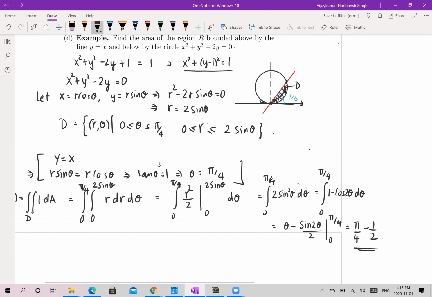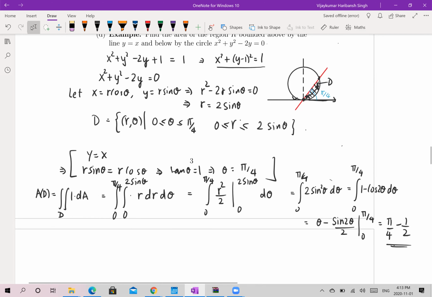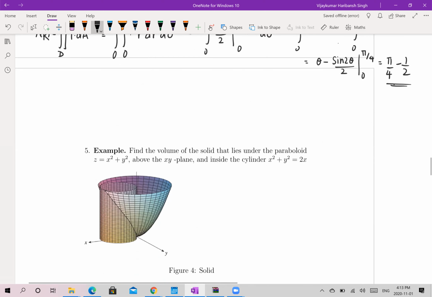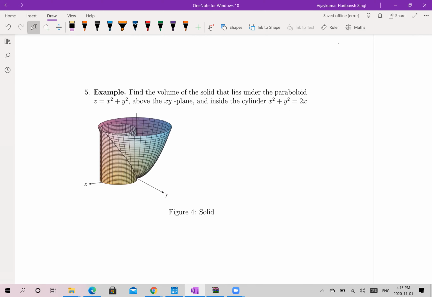Early on I solved a different problem. Now this is a different problem. So now we found the area of region D, or R. Since it's R, let's call this region R. Okay, now let's look at the next problem.